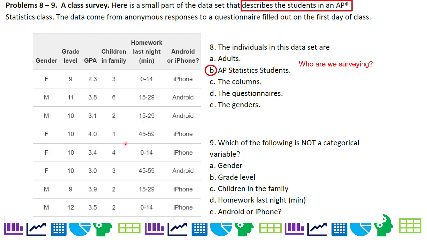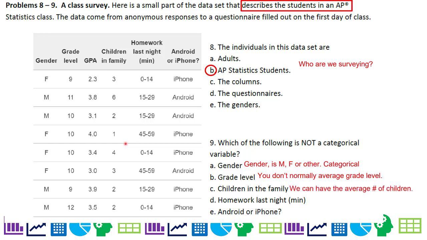Then the next question for this is, which of the following is not a categorical variable? First of all, gender is male, female, or other. So that's definitely categorical. Those are not quantitative values. Grade level, well, it looks like it's quantitative, but it's really pushing it. You don't normally average grade level. That's a good way to look at it. Children in the family, well, you can average the number of children in the family. That's fine.